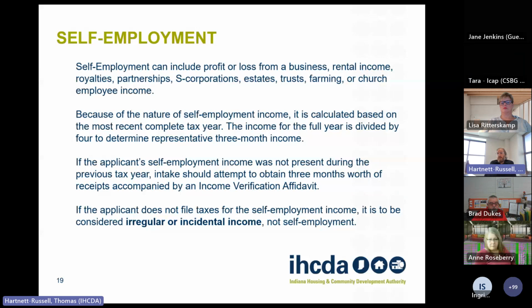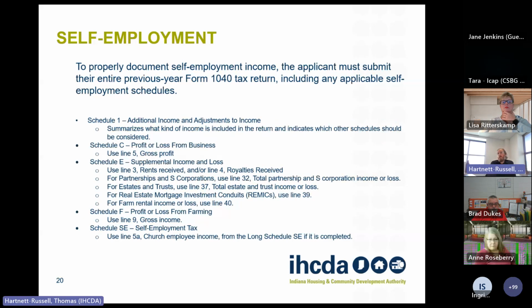If the applicant does not file taxes for self-employment income, then it is to be considered irregular or incidental income rather than self-employment. If we're counting as self-employment, we want to be sure that they are actually documenting it the correct way and paying taxes on it. So to properly document self-employment income, the applicant must submit their entire previous year Form 1040 tax return, including any applicable self-employment schedules.